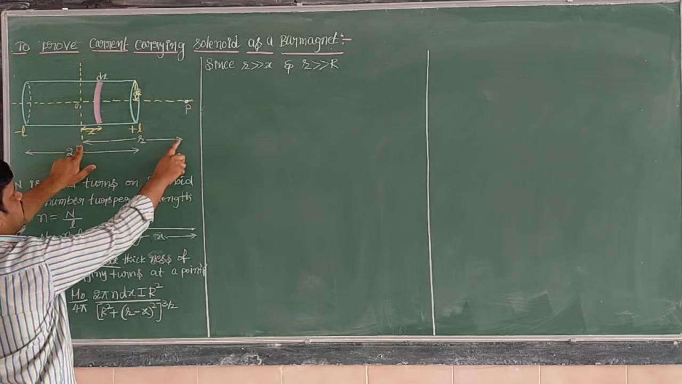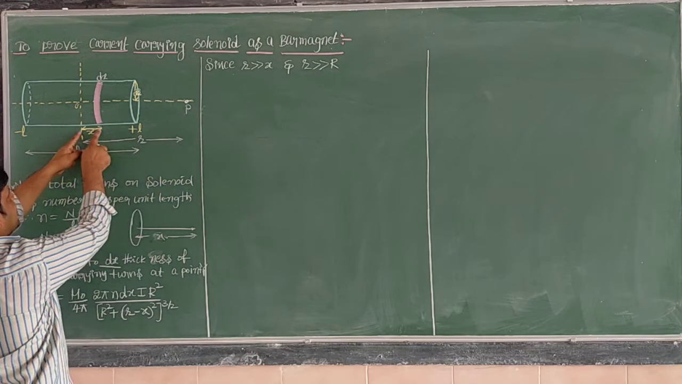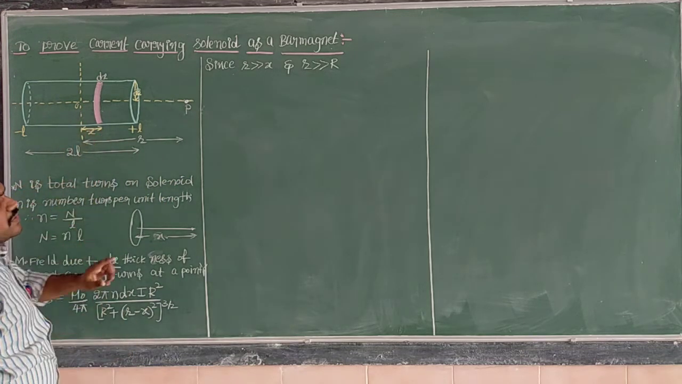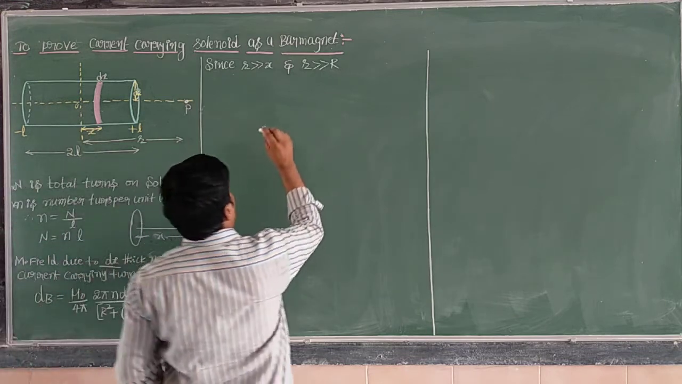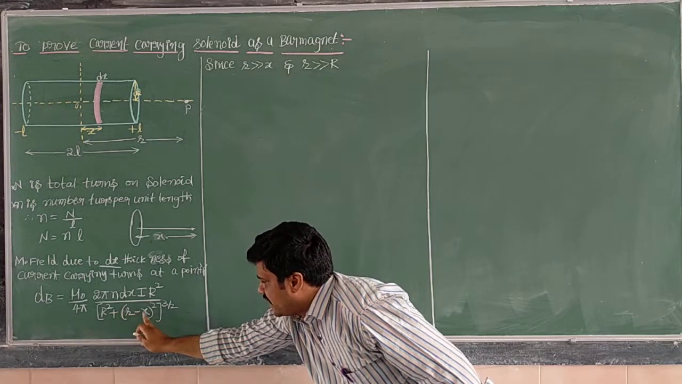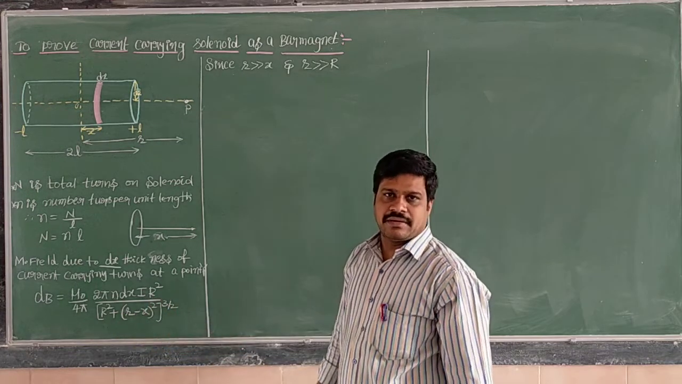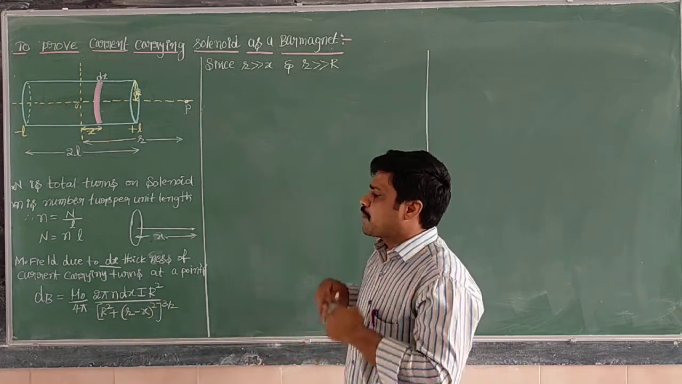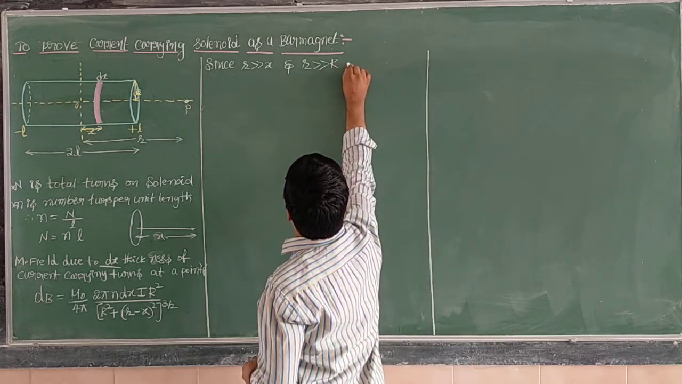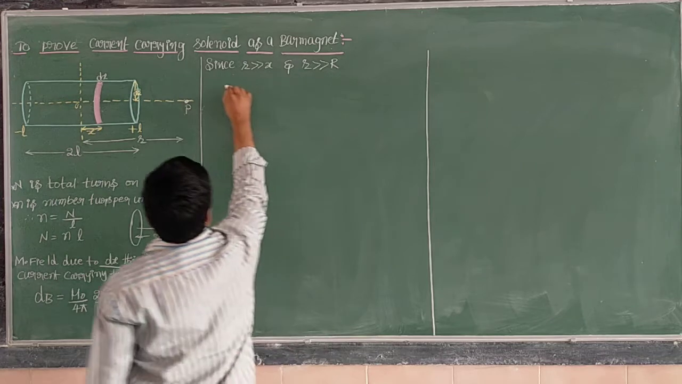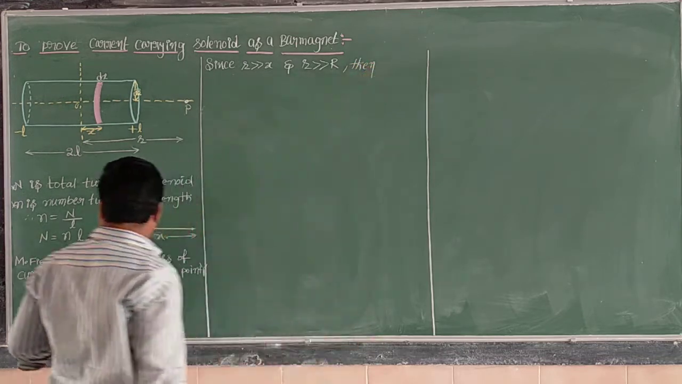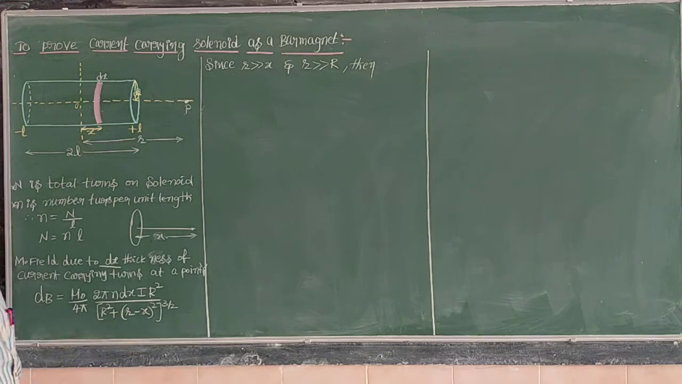At the same time, this r distance is very much greater than the x. Because of this, here I am going to neglect capital R square and x in the denominator. These two I am going to neglect. Then x square, neglected means this term is 0 and this term is also 0.